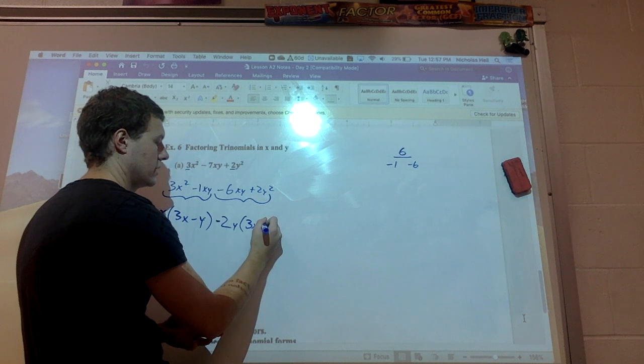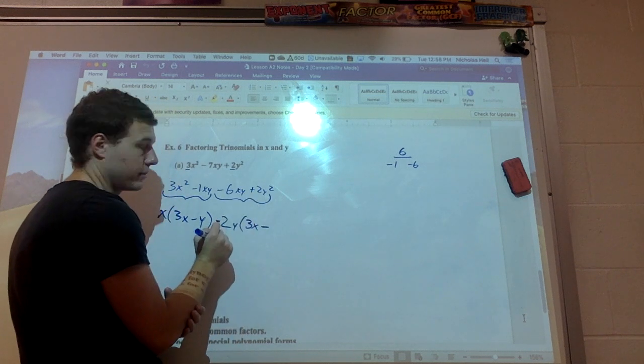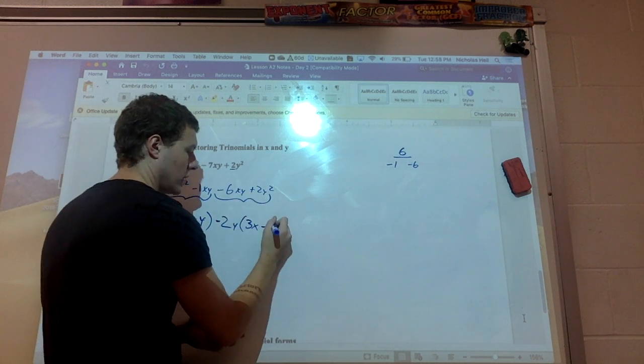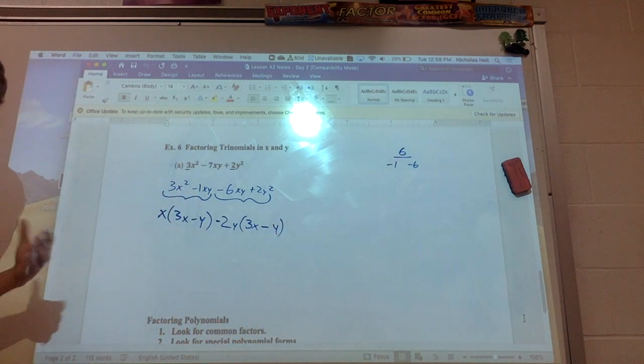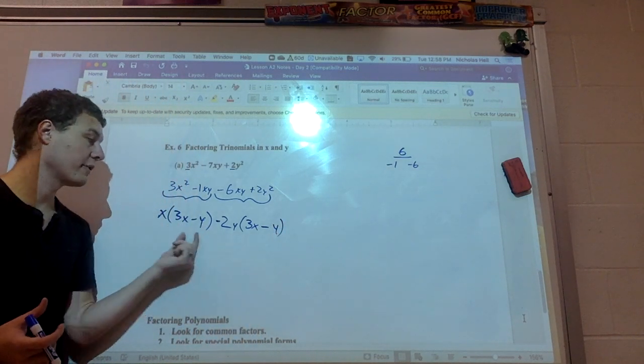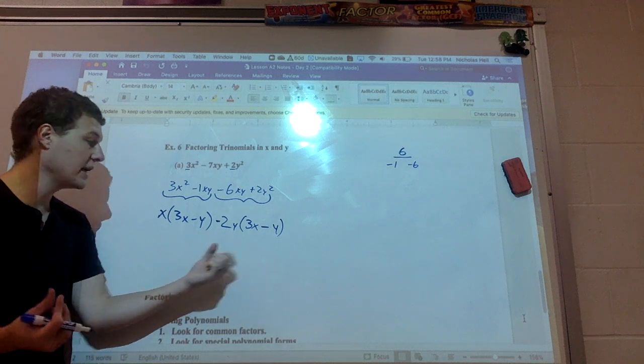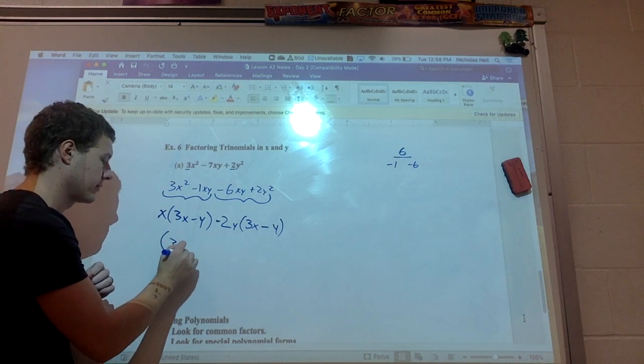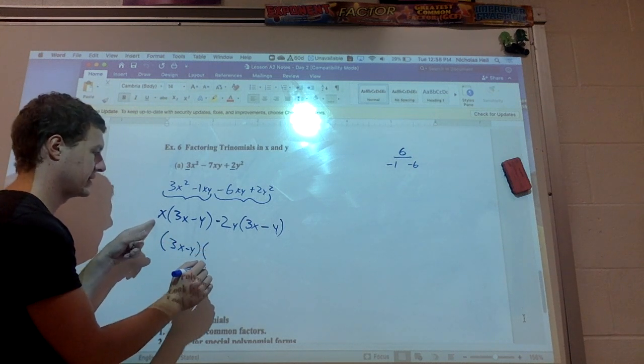3x minus, I took the minus away from the positive, I took 2 and 1y away, so 3x minus y. That's really good, because now these are perfectly the same, the exact same thing, so I can factor out that common factor of 3x minus y. And what's left is an x minus 2y.